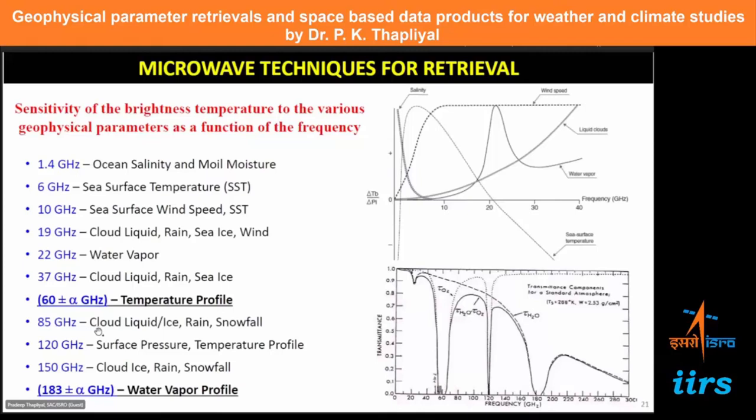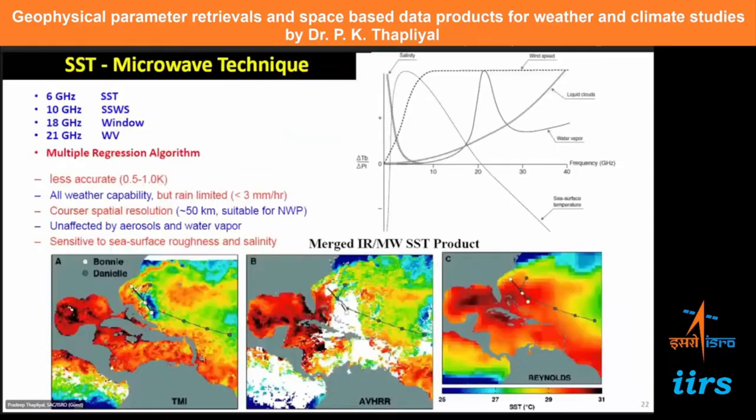Then again 85 gigahertz for cloud liquid and ice, because at this frequency there is large scattering by cloud liquid or ice particles at the top of the atmosphere or top of cloud. 120 gigahertz again is sensitive to oxygen, so that is also for temperature profile measurement. And 183 gigahertz, another absorption band which is very important, is used for water vapor profile measurement in the microwave region.